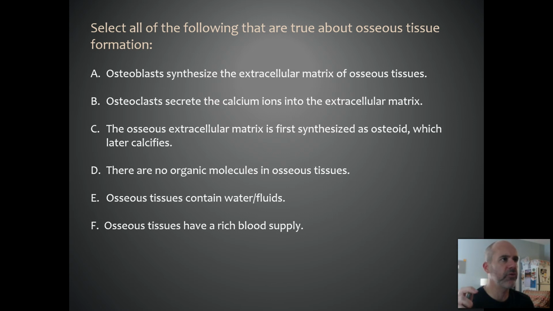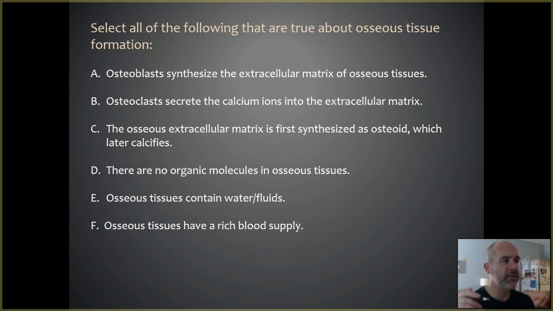All right, how about this question? Select all of the following that are true about osseous tissue formation. All right, how about A here? Osteoblasts synthesize the extracellular matrix of osseous tissues. Yes, osteoblasts are your bone forming cells or bone synthesizing cells. Osteoclasts secrete the calcium ions into the extracellular matrix. That's going to be a no. Osteoclasts are your bone dissolving cells. They're not involved in osseous tissue creation.